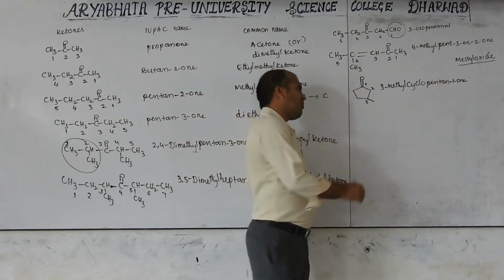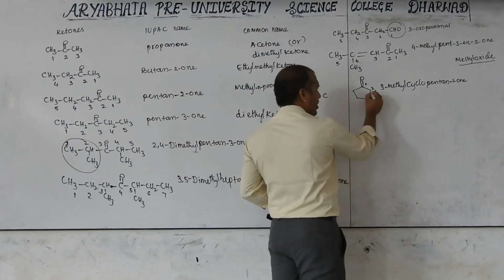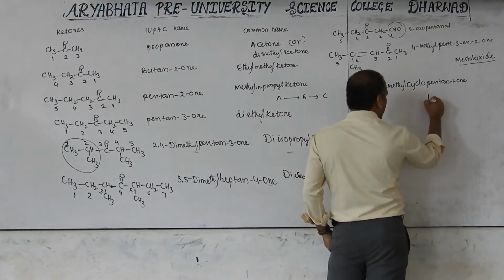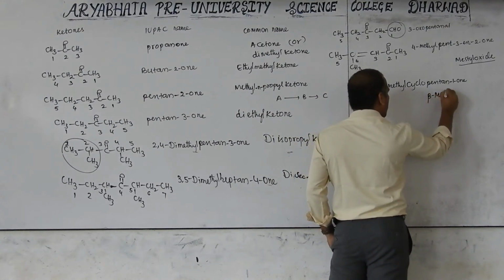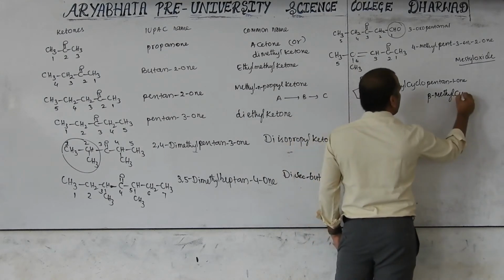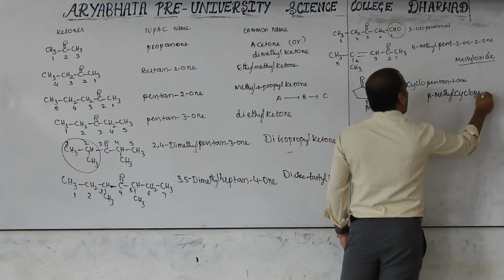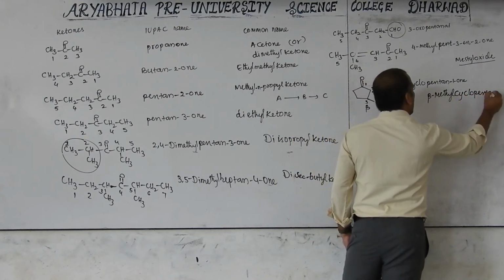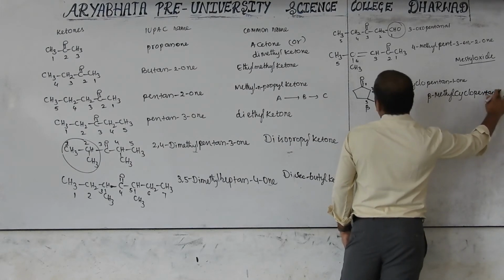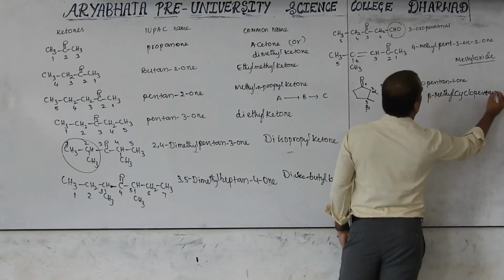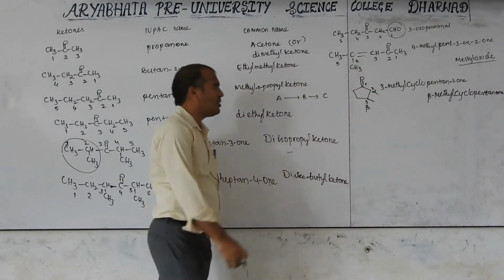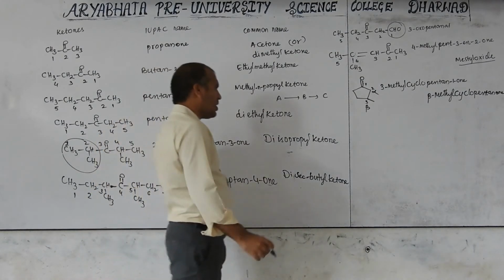What is the common name? Function next carbon is alpha. Next carbon is known as beta. Then its common name is beta methyl cyclopentanone. Pentane number is not indicated here. It is pentanone type. If number is indicated, that is IUPAC.